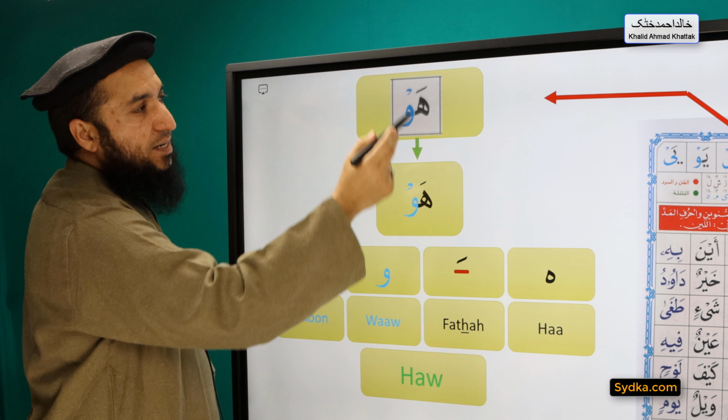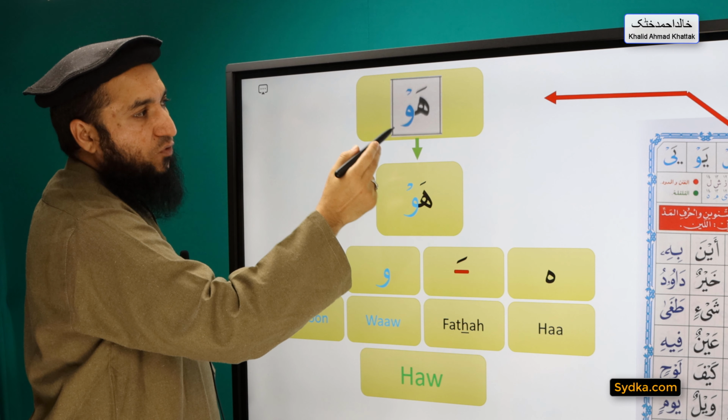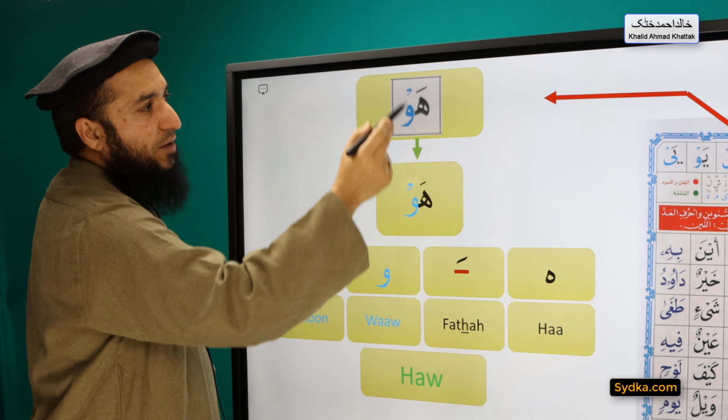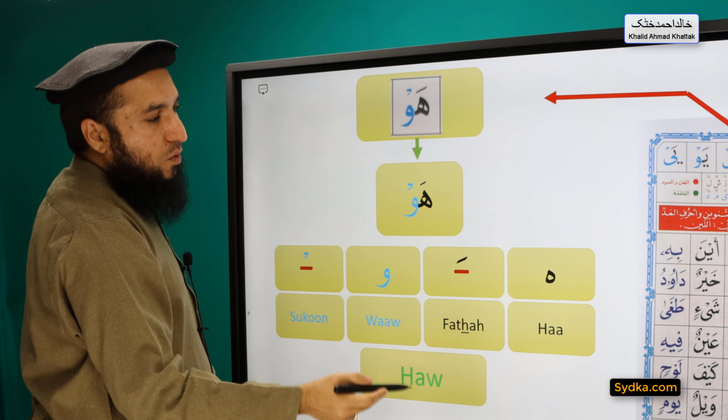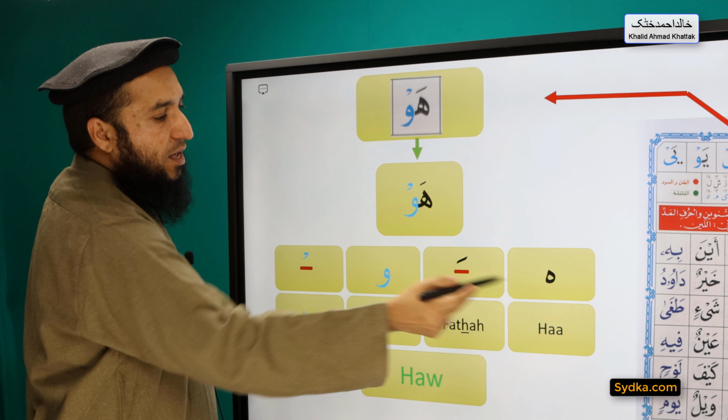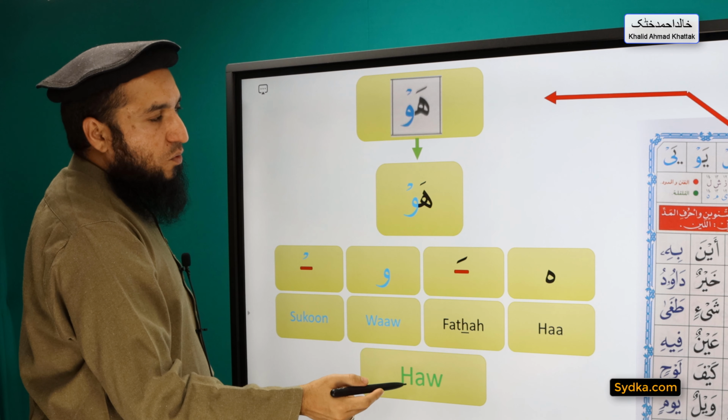So the next syllable we have is Ha fatha waw sukoon haw. Ha is a light letter, it has fatha on top of it, it is followed by waw, and waw has a sukoon. Ha fatha waw sukoon haw.